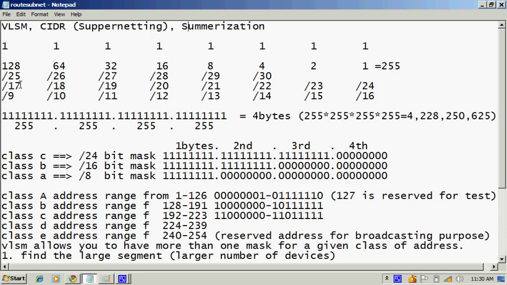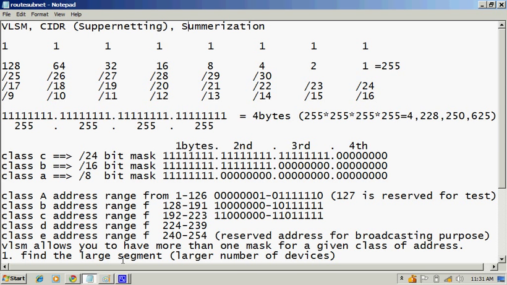Every slash value represents the subnet mask. Also, they have their own address range. Like /25 has 128 addresses, /26 has 64 addresses, /27 has 32 addresses, /28 has 16 addresses, /29 has 8 addresses, and /30 has 4 addresses. We are not going to cover /31 and /32, because there is no available host range.